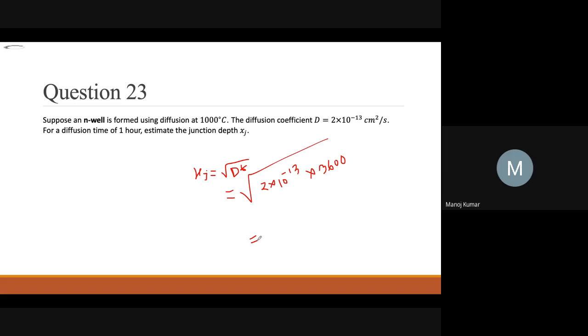Ma'am, X is equal to 0.268 micrometer. Yes. 0.268 micrometer. Yes, this is the right answer.